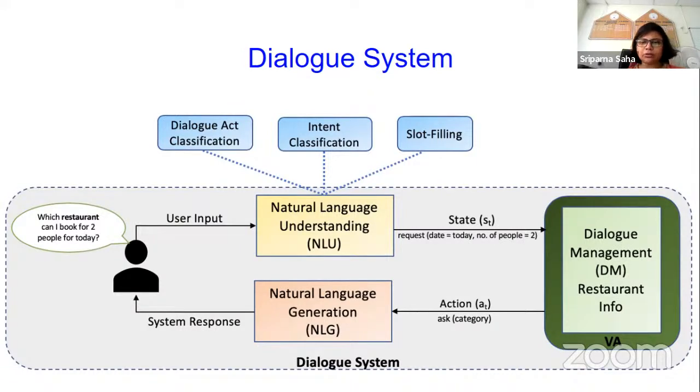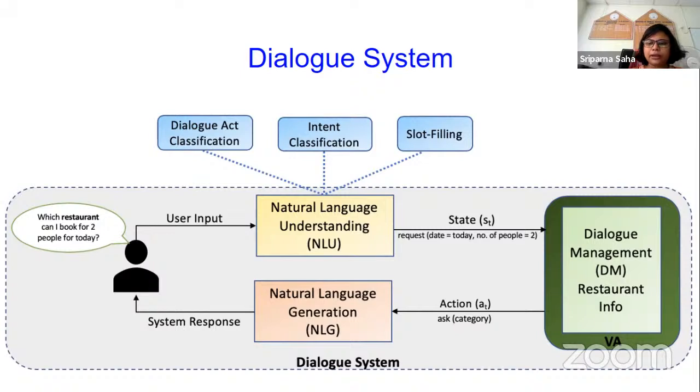And then finally, there is a slot filling module. This slot filling module will try to extract the relevant information from the user's utterance. For example, if the user says, "Which restaurant can I book for 2 people for today?", the slots are date equal to today and number of people equal to 2. So these are the three different modules, and these three modules come under natural language understanding.